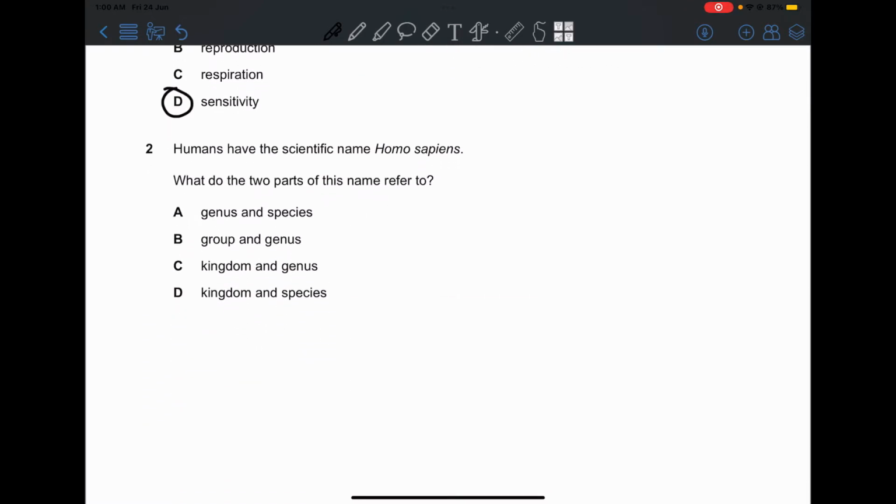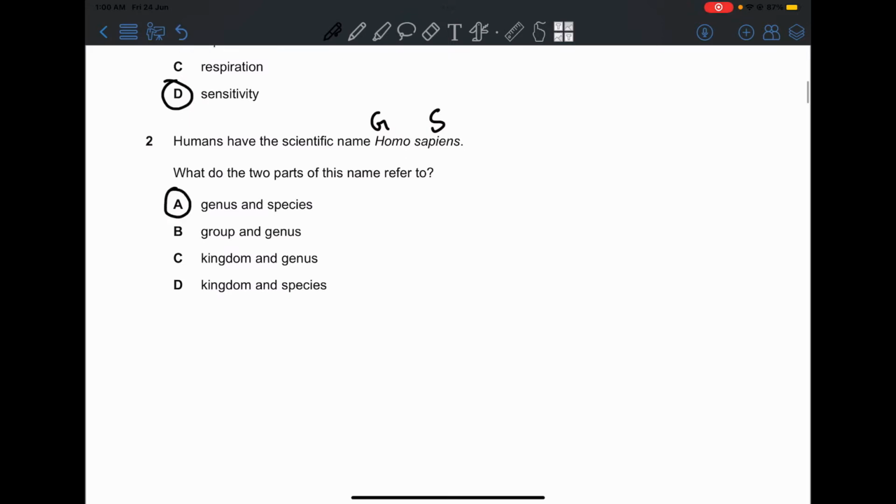Number 2, humans have the scientific name Homo sapiens. What do the two parts of this name refer to? Now we know that this is actually the genus and this is the species. So our answer is going to be A, genus and species.